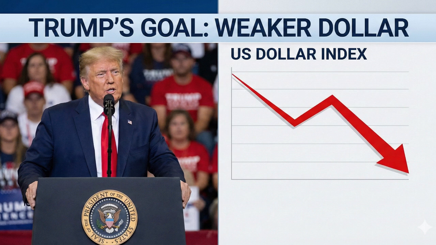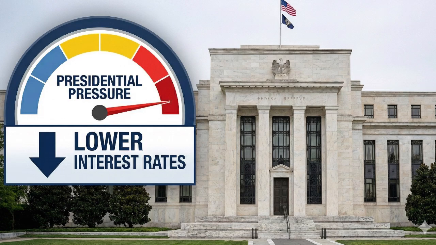First, how do you even make a dollar move like a yo-yo? You can't just press a button, but you can pull three specific levers. Lever number one is the Federal Reserve. Usually, the president leaves the Fed alone. Trump breaks that rule. By publicly pressuring the Fed to lower interest rates, he floods the market with cheap dollars. The yo-yo effect: if he forces rates down, the dollar drops. If inflation spikes and they have to hike rates later, the dollar snaps back up, down, up, down.